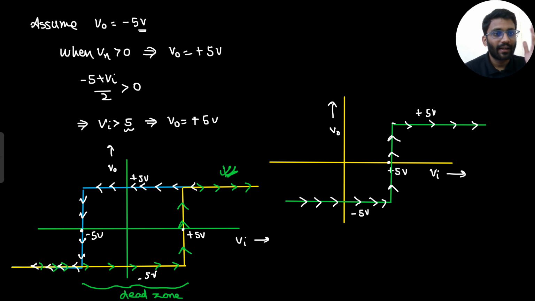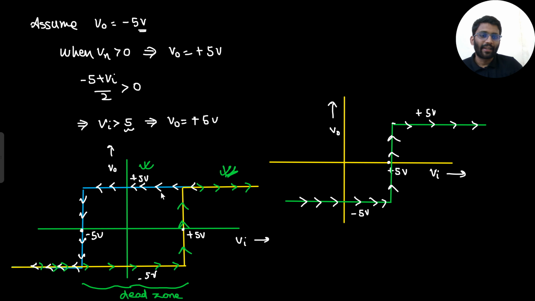If you say my input is 4 volt, but I have moved from plus 5 to 4, my input is 4 volt but I was moving in the left hand direction. That means I was going from plus 5 to 4. So what will be my output? My output will be plus 5 volt. Why so? Because you are moving in this direction and the arrow shows this direction only.